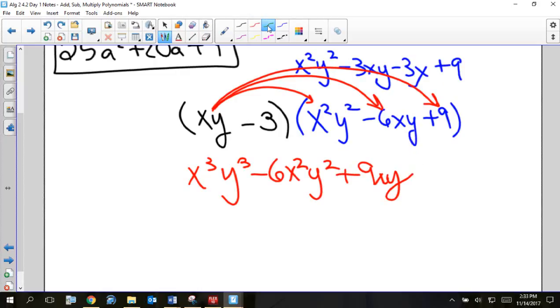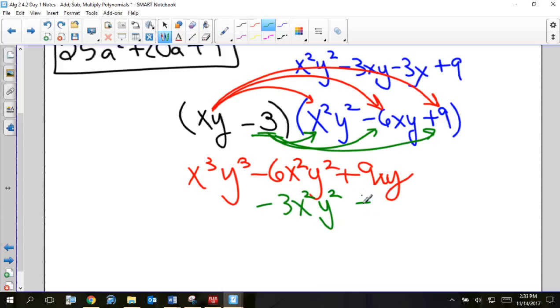This is the very last question on that packet. So we take negative 3 and distribute to each term. We're just multiplying by negative 3, no exponents change. Plus 18x, not 27, it's 18. Then minus 27.